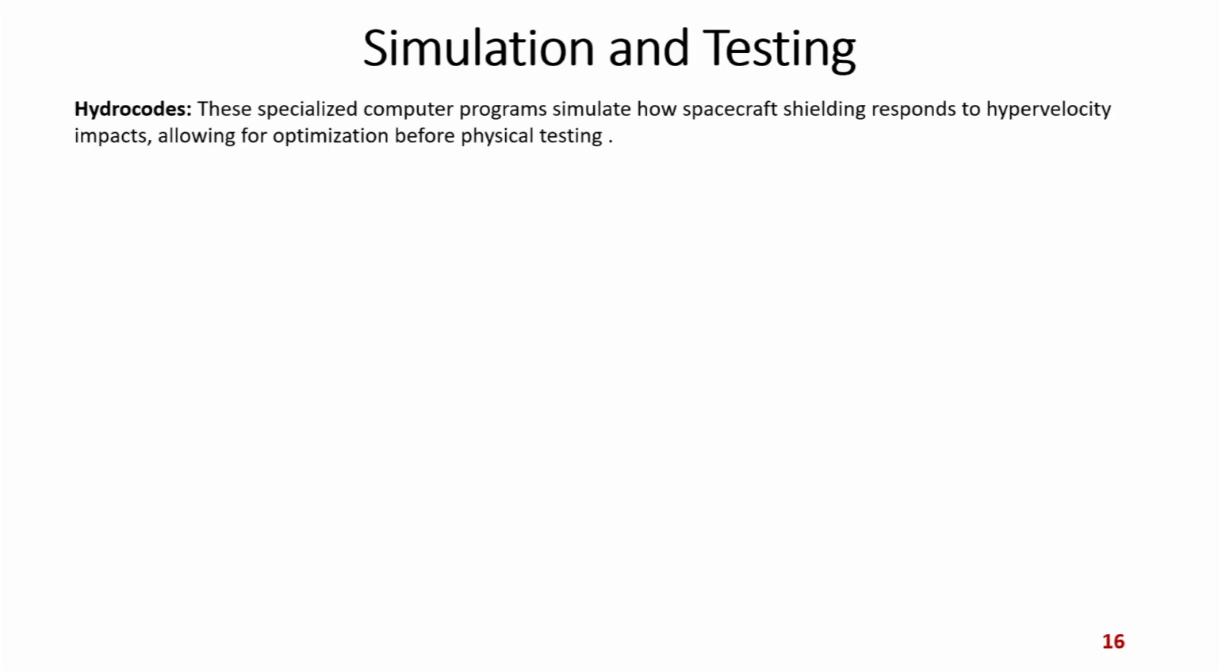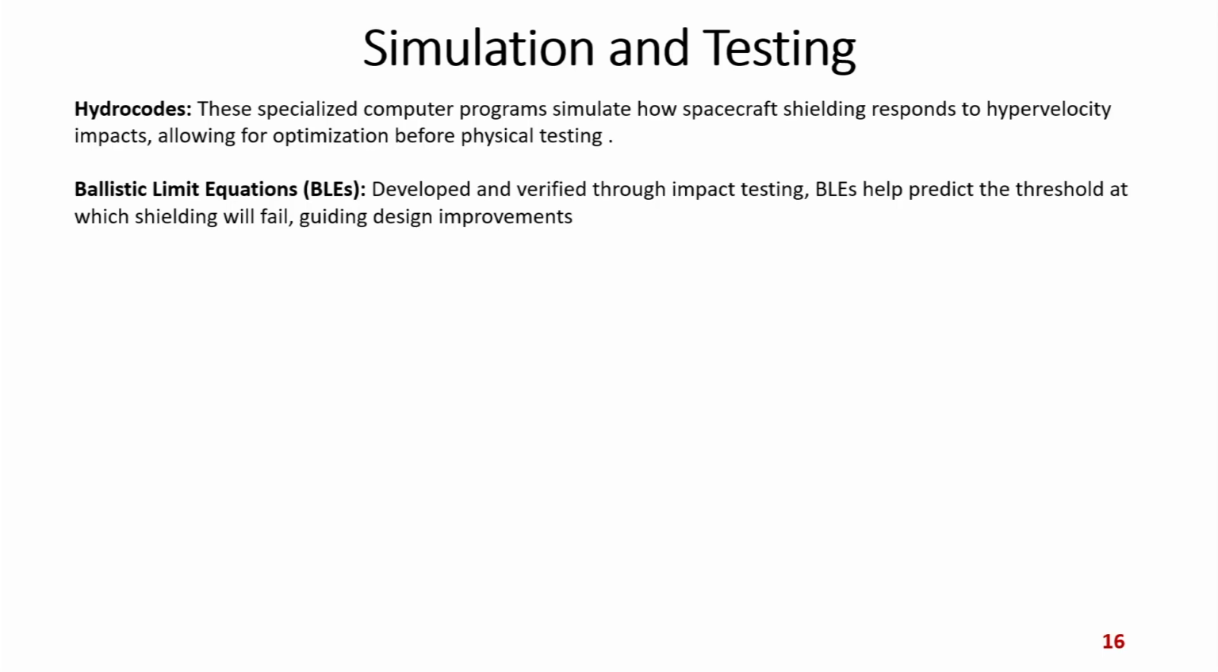There are some simulation and testing methods. There are codes like hydro codes. These specialized computer programs simulate how the spacecraft shielding responds to hypervelocity impacts, allowing for optimization before physical testing. Then there are the equations called the ballistic limit equations, BLEs, and you already know I explained what the ballistic coefficients are. They are developed and verified through impact testing. BLEs help predict the threshold at which shielding will fail, guiding the design improvements.